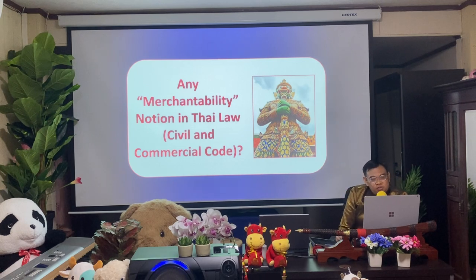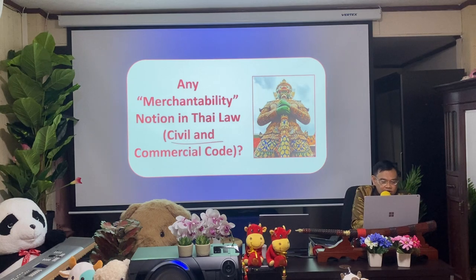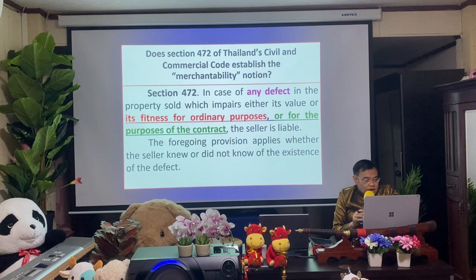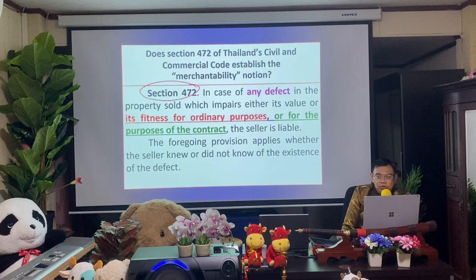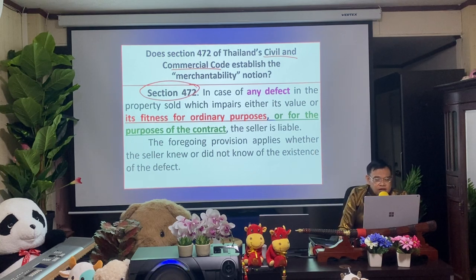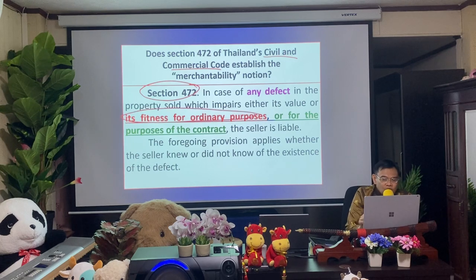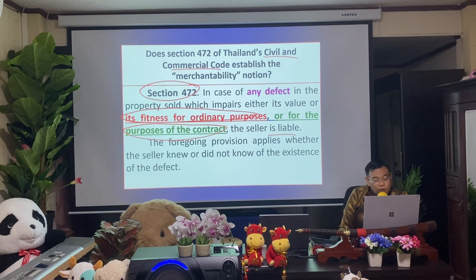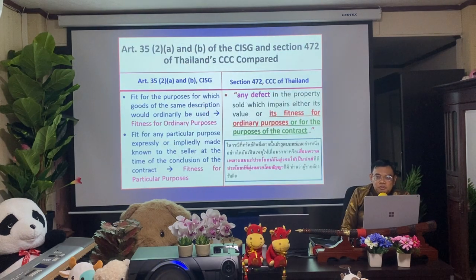If we look at the relevant provisions in Thai law as contained in the Civil and Commercial Code of Thailand, we have Section 472. Section 472 says, in case of any defect in the property sold which impairs either its value or its fitness for ordinary purposes or for the purposes of the contract, the seller is liable. We can see also the concept of fitness for purposes in Section 472, which seems to be in line with what we have seen in the UK law, US law, or even the CISG Article 35(2)(a) and (b).